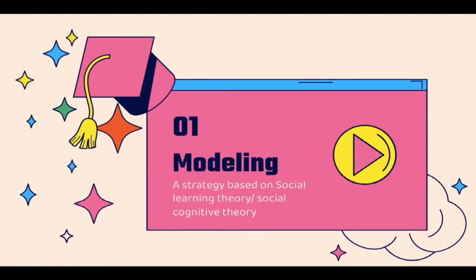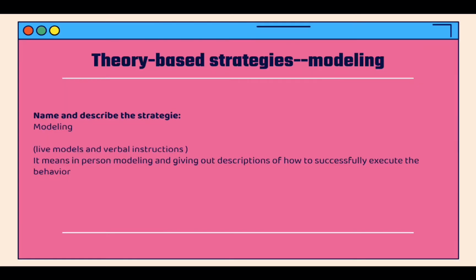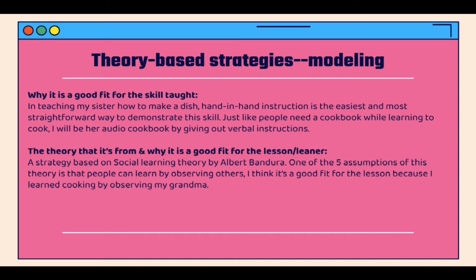I chose modeling to be my first strategy in teaching this skill. I will be using live models and verbal instructions for modeling. It means that I will give in-person modeling and a verbal description of how to complete the skill. The reason why I chose modeling is because I think in teaching a person to make a dish, hand-in-hand instruction is always the easiest and most straightforward way to demonstrate a skill.